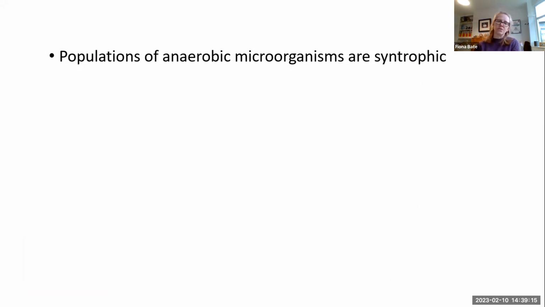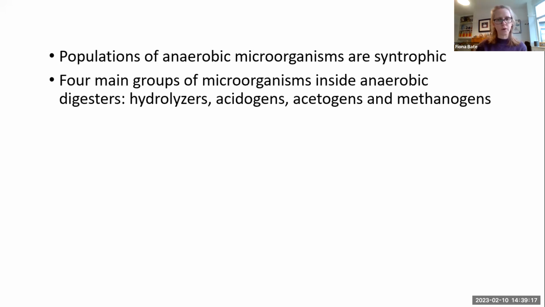Changes in just one group, I should probably point out there are 4 main groups: the hydrolyzers, the acidogens, the acetogens and the methanogens. And if one of these groups' populations either gets really large or small, then it can affect the whole digester process, so the performance of the digester can be affected. The amount of biogas you get will be affected as well.